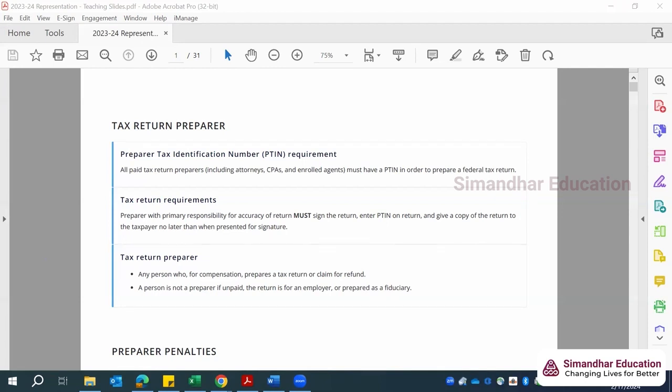So that means you can either be an EA or a CPA or an attorney or an actuary in order to be a preparer, right? So a practitioner. A practitioner has more rights to represent the client in front of the Internal Revenue Service than a preparer. A preparer is just someone who is preparing the tax returns and getting compensated for that work.